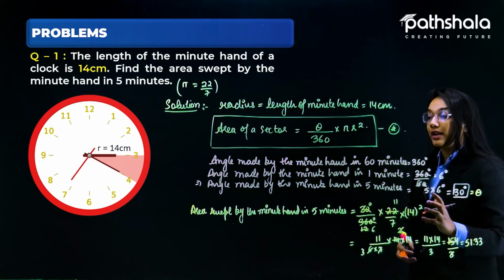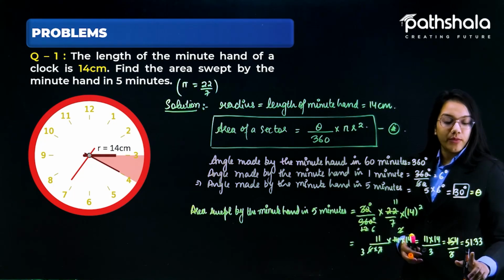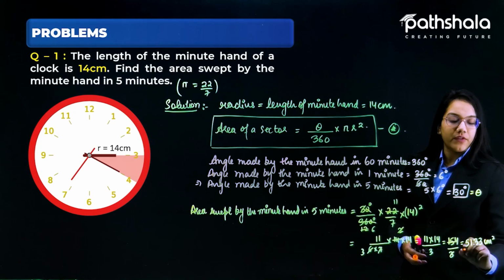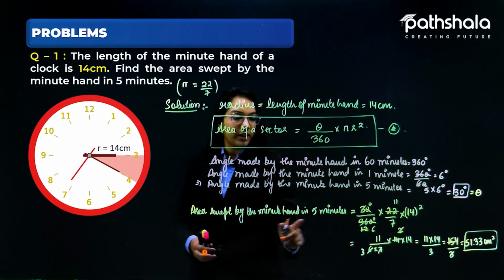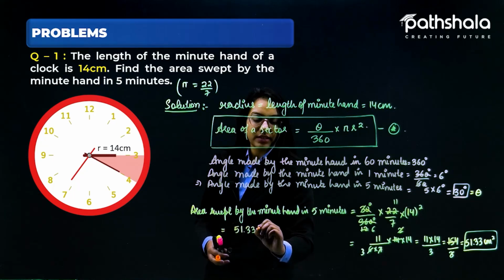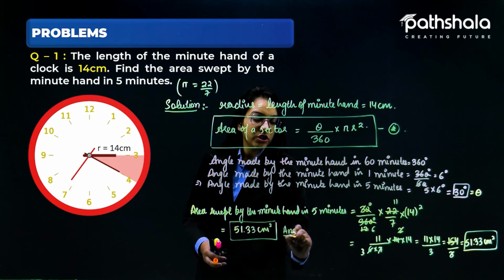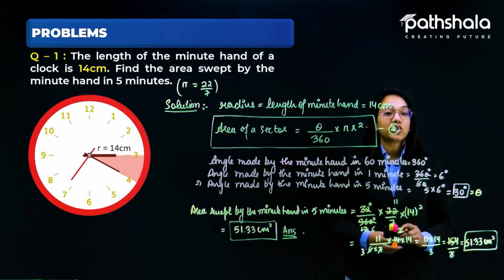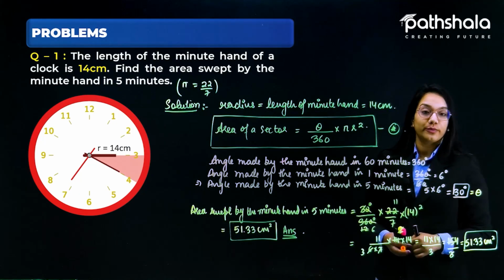Hence the area swept by the minute hand in just 5 minutes is 51.33 centimeter square, because we have the units as centimeter. So at the end we get the area swept by the minute hand in 5 minutes as 51.33 centimeter square, and this is our answer. I hope all the steps related to this particular question are clear to you.